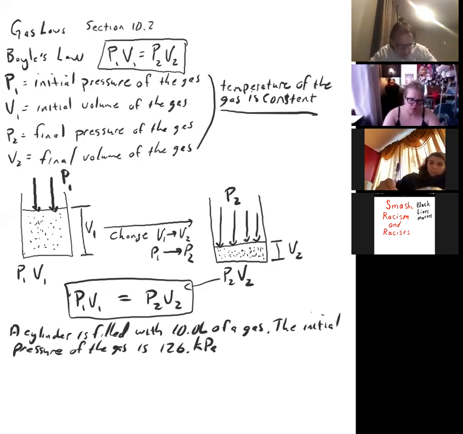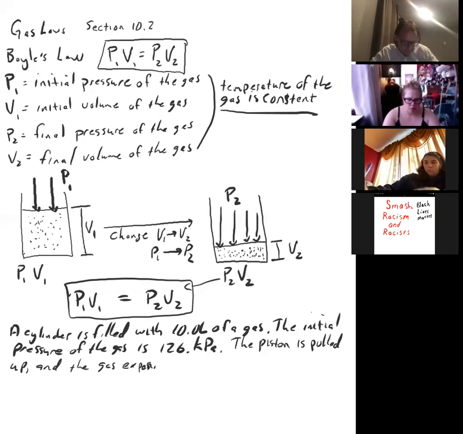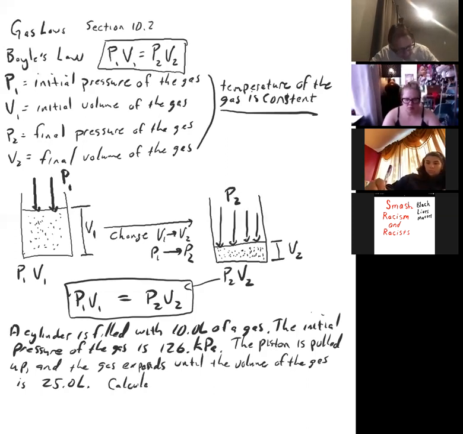Now it says the following. The piston is pulled up, and the gas expands until the volume of the gas is 25.0 liters. Calculate the final pressure of the gas.